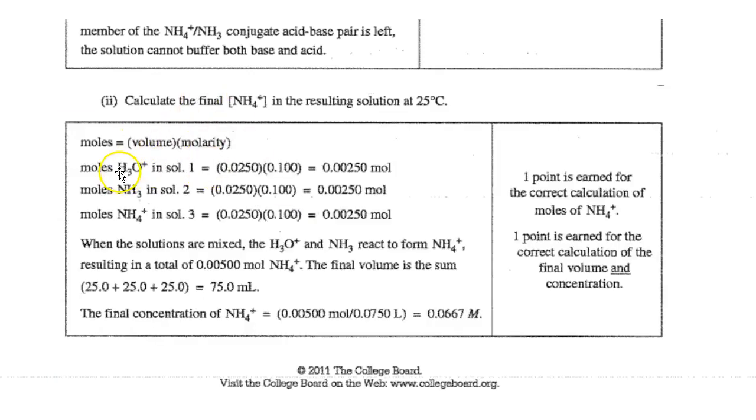So originally you had H3O+, and that'll all turn into ammonium. So you have 0.025 moles of ammonium when these two react. You also had 0.025 moles of ammonium in solution 3, so that's 0.05 moles of ammonium in 75 mL, that's 0.075 liters. There's your final calculation. The concentration of ammonium when you mix everything together is 0.0667 molar. That was a tough question, and that was the 2011 free response question.